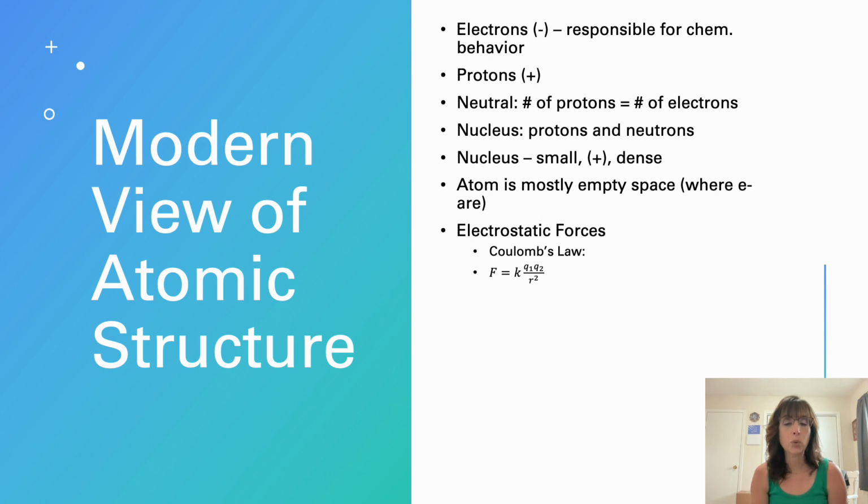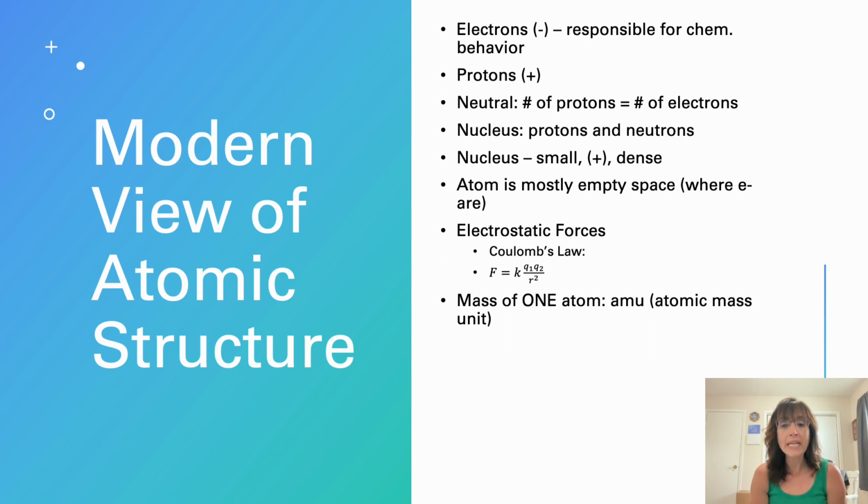Between the nucleus, which is positive, and the electrons, which are negative, we find different electrostatic forces, static electricity kind of. And we call this Coulomb's law. Now you're not going to find this in your textbook, but you will find it in a physics book. Coulomb's law basically states that opposites attract, like charges repel, and distance affects them. The closer two particles are, the more the force is going to be. The farther apart, the less it's going to be.